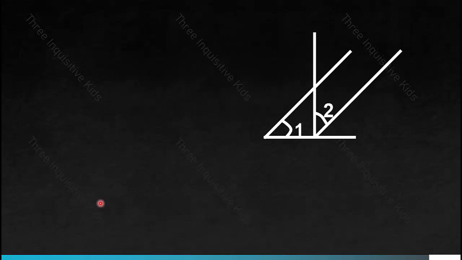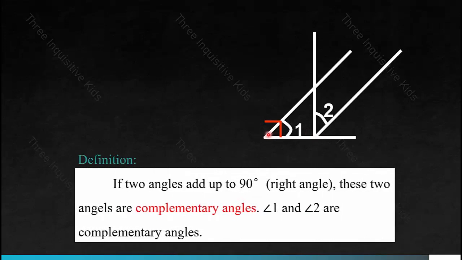Now, same if we have angles 2 and 1. Pretend that this point right here is overlapping on this vertex. Now, angles 1 and 2 add up to 90 degrees, which is a right angle. Then these two angles are complementary angles. Angles 1 and 2 are complementary angles.